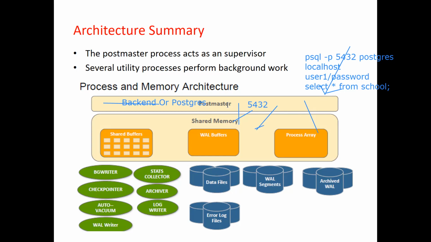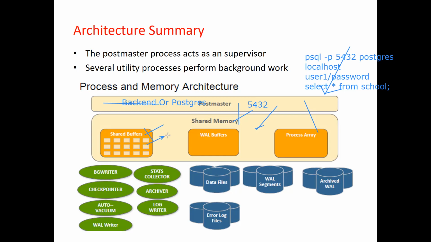Now the postmaster's job is done. He has already handed over the connection. Now the Postgres process, also known as the backend process, will take care of this query, select star from school. He will go to the shared memory. In the shared memory, he knows that he has to search in the Postgres database. He will go to the shared buffer, and he will search for school.